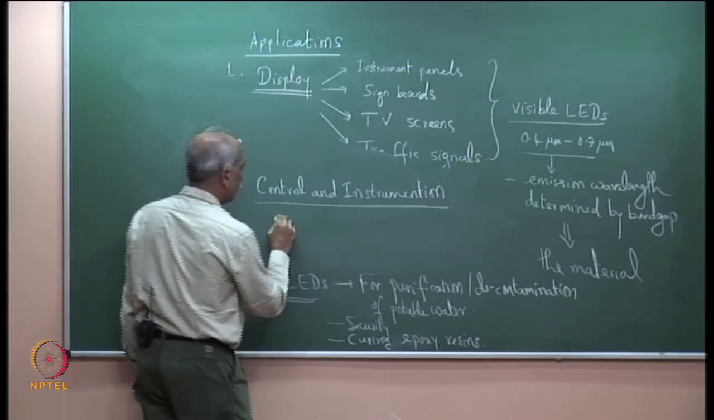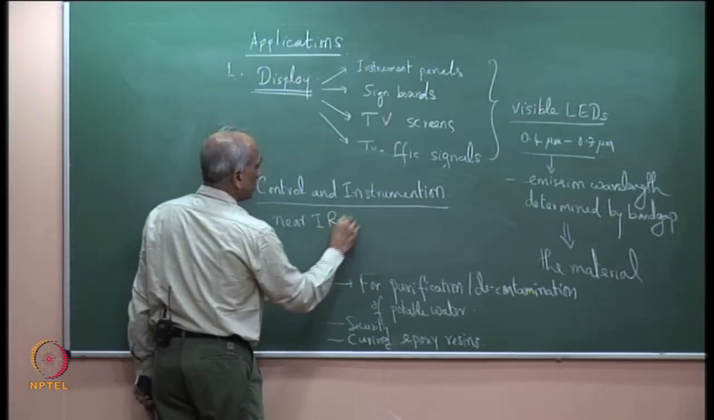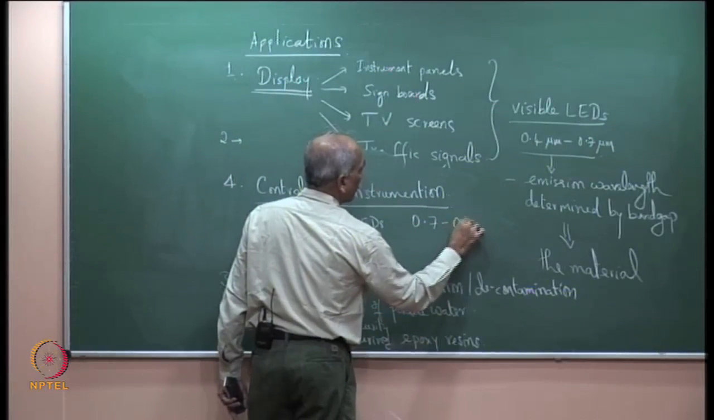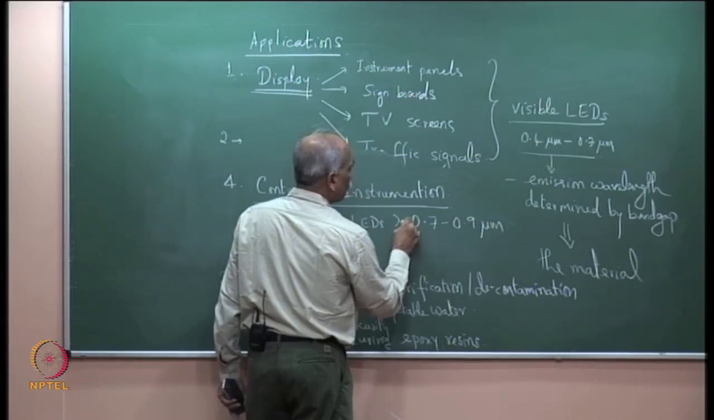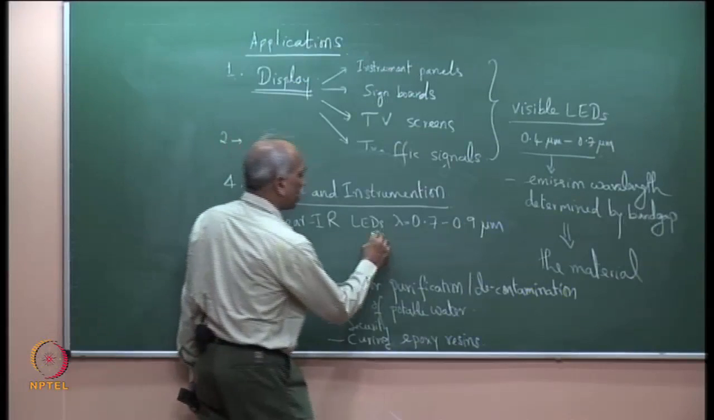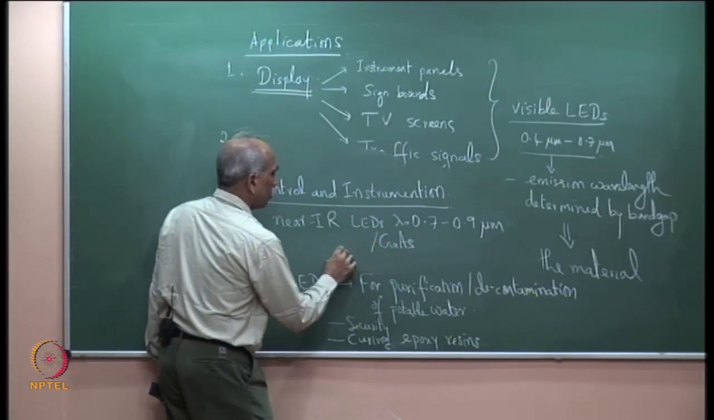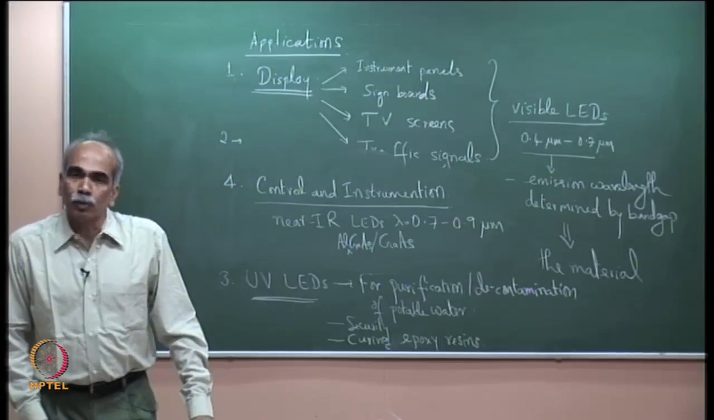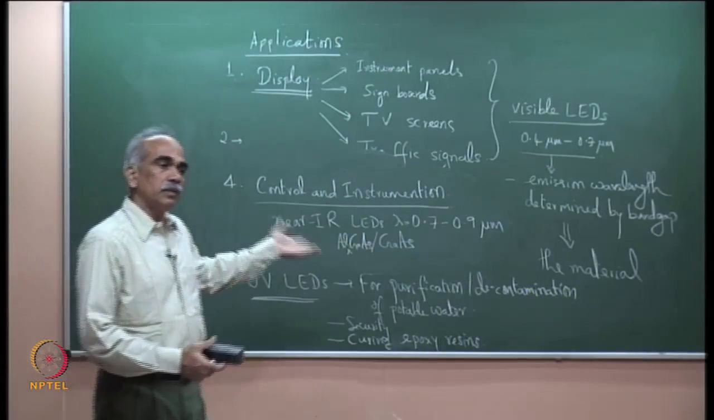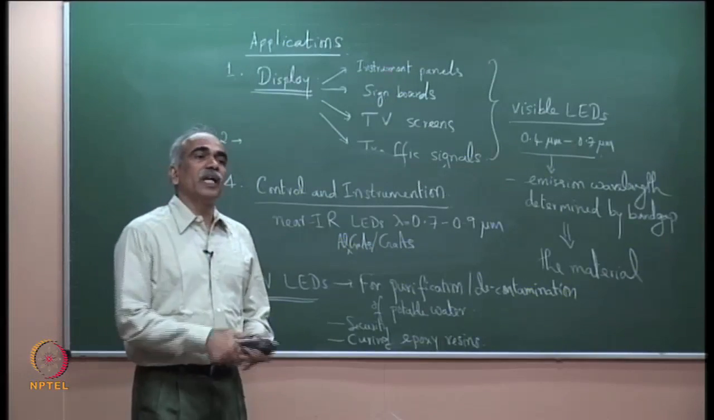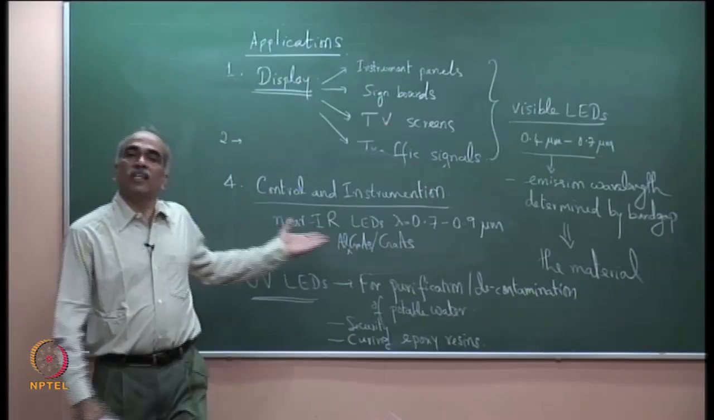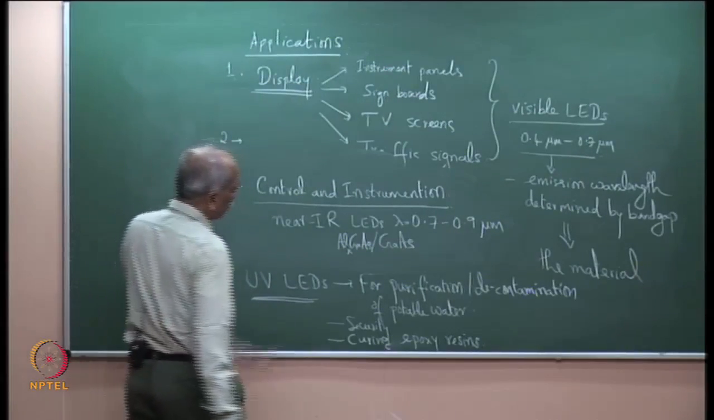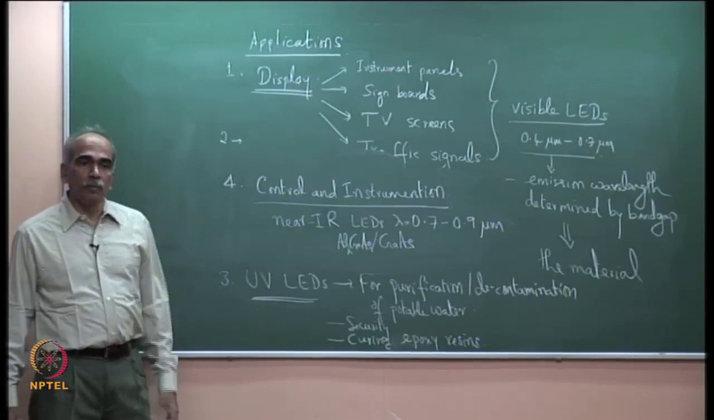Usually, one uses near IR LEDs in the range 0.7 to 0.9 micrometer. Lambda emission usually in this range. These are usually gallium arsenide based LEDs, aluminum gallium arsenide, very dependable LEDs for control and instrumentation. One example is all the consumer products which have remote control. Those remotes use these LEDs, very reliable, and one small battery runs for 2 years, long life, reliable control units for remote controls.